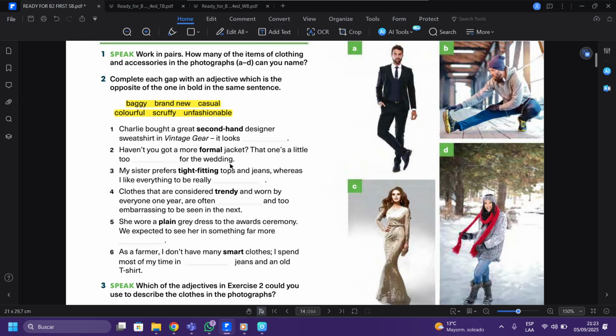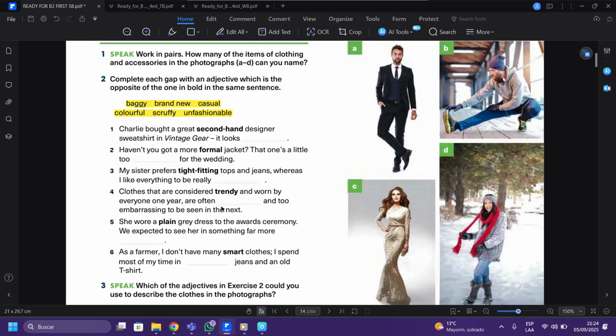Perfect. Number 3. My sister prefers tight-fitting tops and jeans, whereas I like everything to be really baggy. What is the opposite of tight-fitting? Baggy. Yes, baggy. Perfect. Baggy clothes.